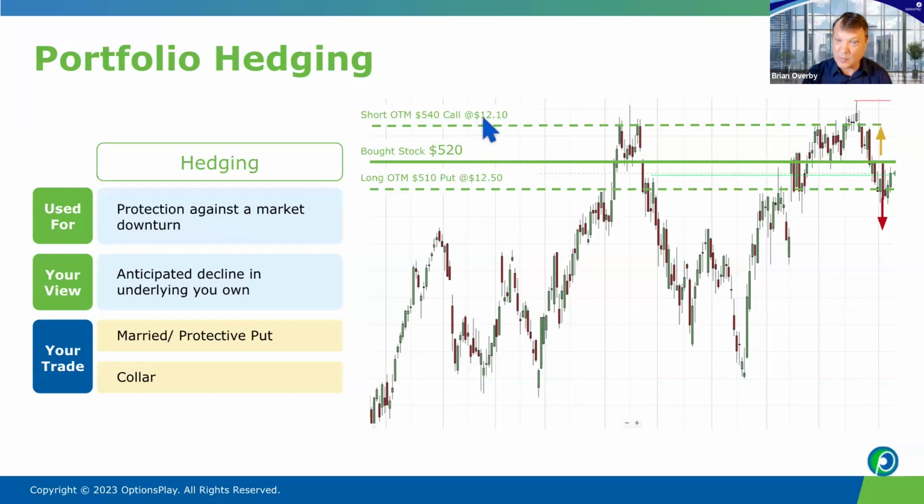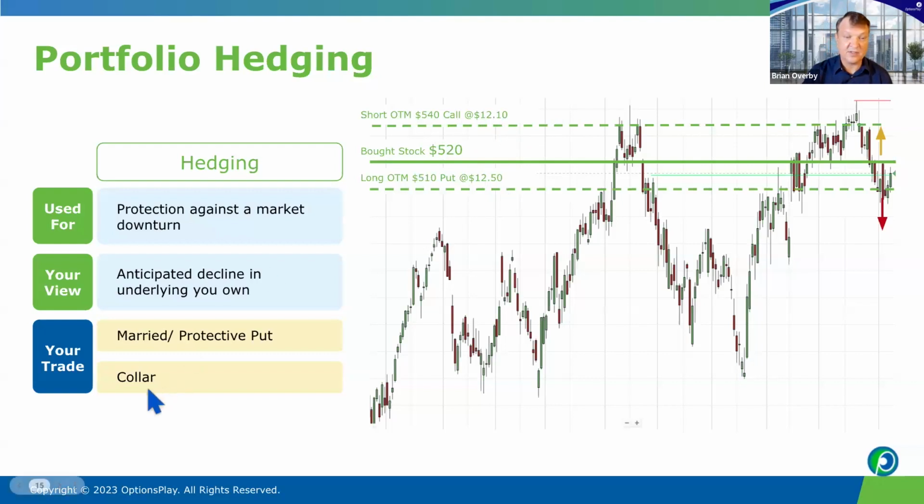But if we do that, we cap our upside on the underlying stock. But now the insurance is affordable. I'm saying I will give up some upside on my stock. I still got upside from 520 up to 540. But by doing that, I'm going to reduce the cost of my put. My put is almost free. I'm going to pay 40 cents for it. I give up some upside and I get the downside.